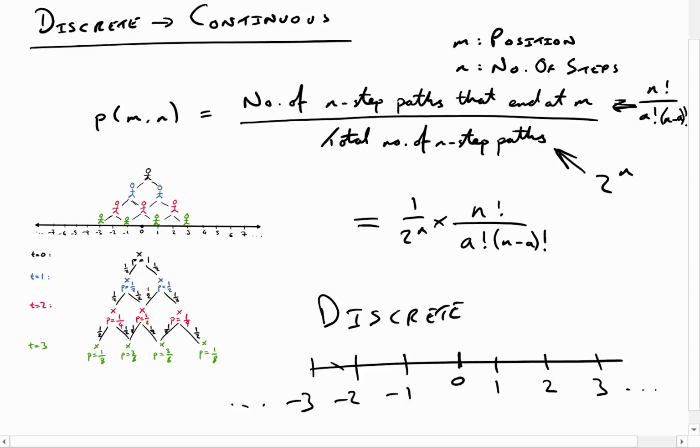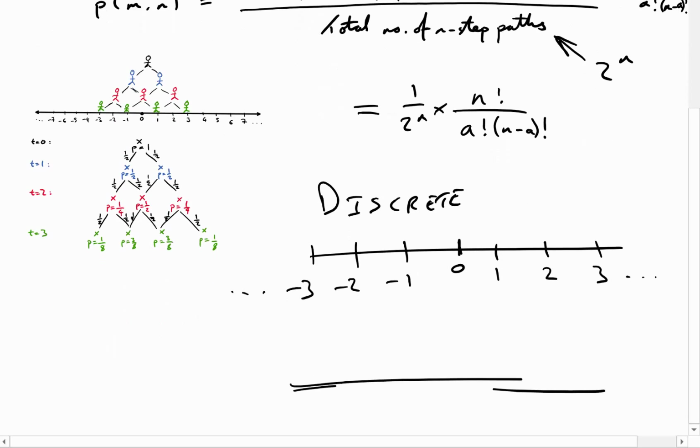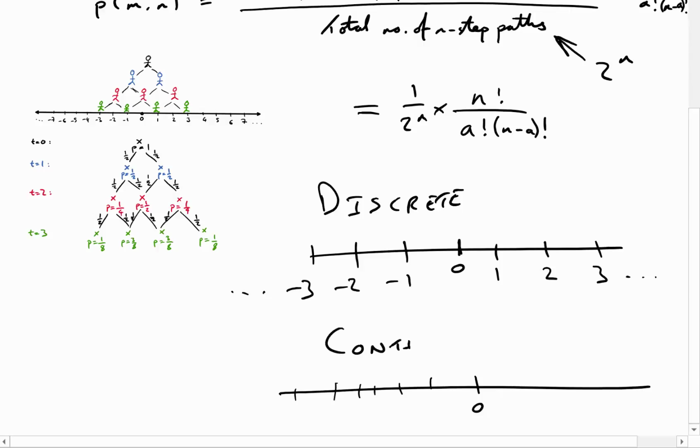Okay, but the continuous case is basically where you can end up anywhere along this number line. Let me draw that out again. So we can start at 0, and we can end up absolutely anywhere we like. We can end up over here, in there, or over there, absolutely anywhere along this number line. And that's what's known as the continuous case.